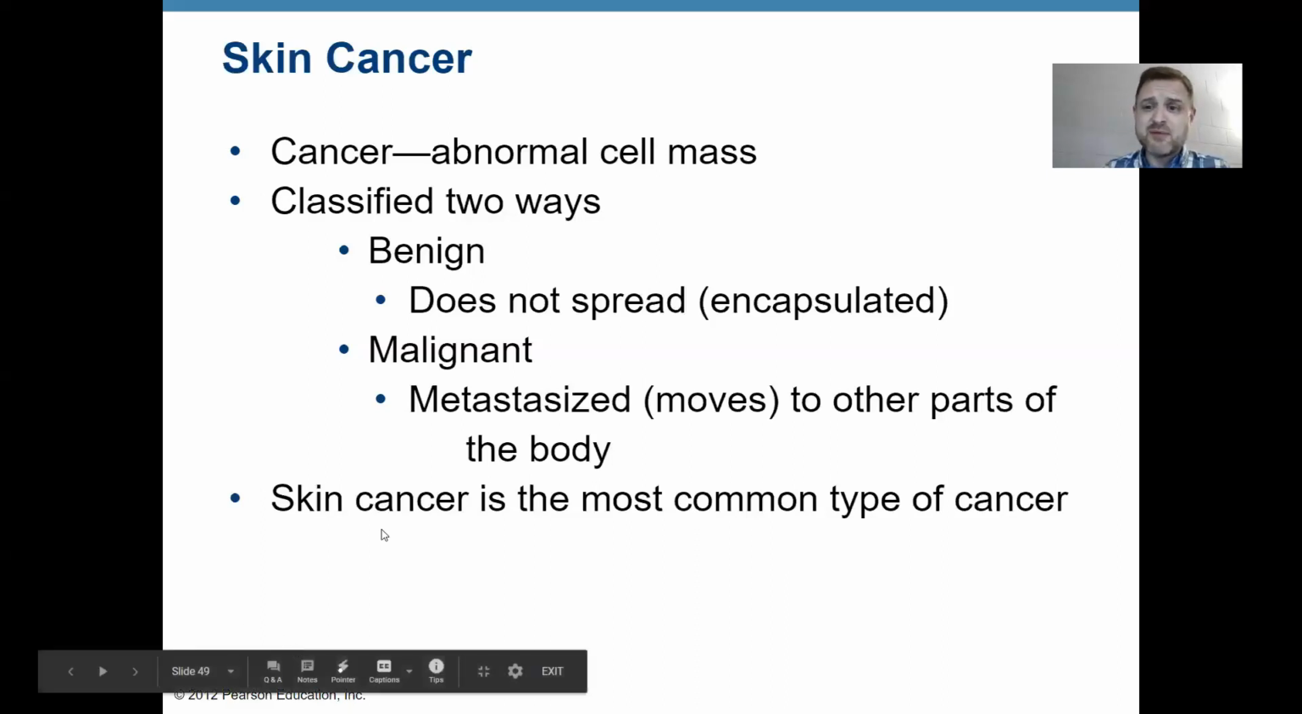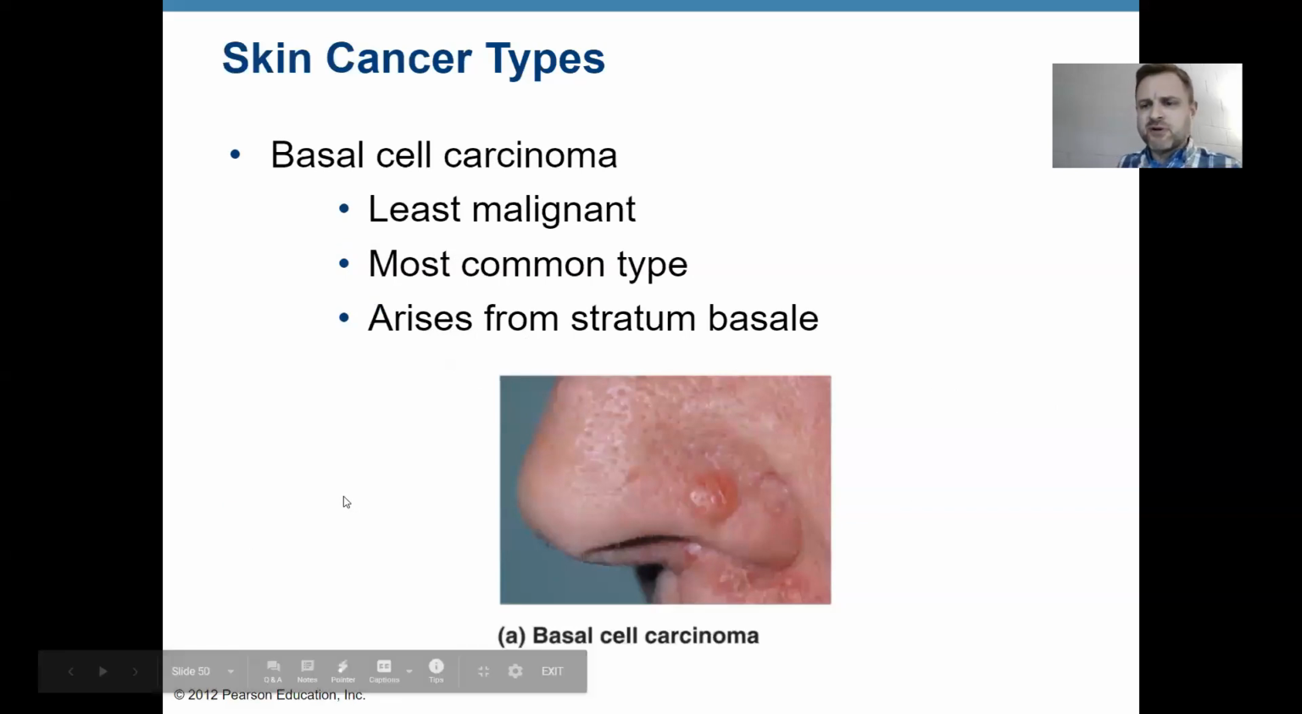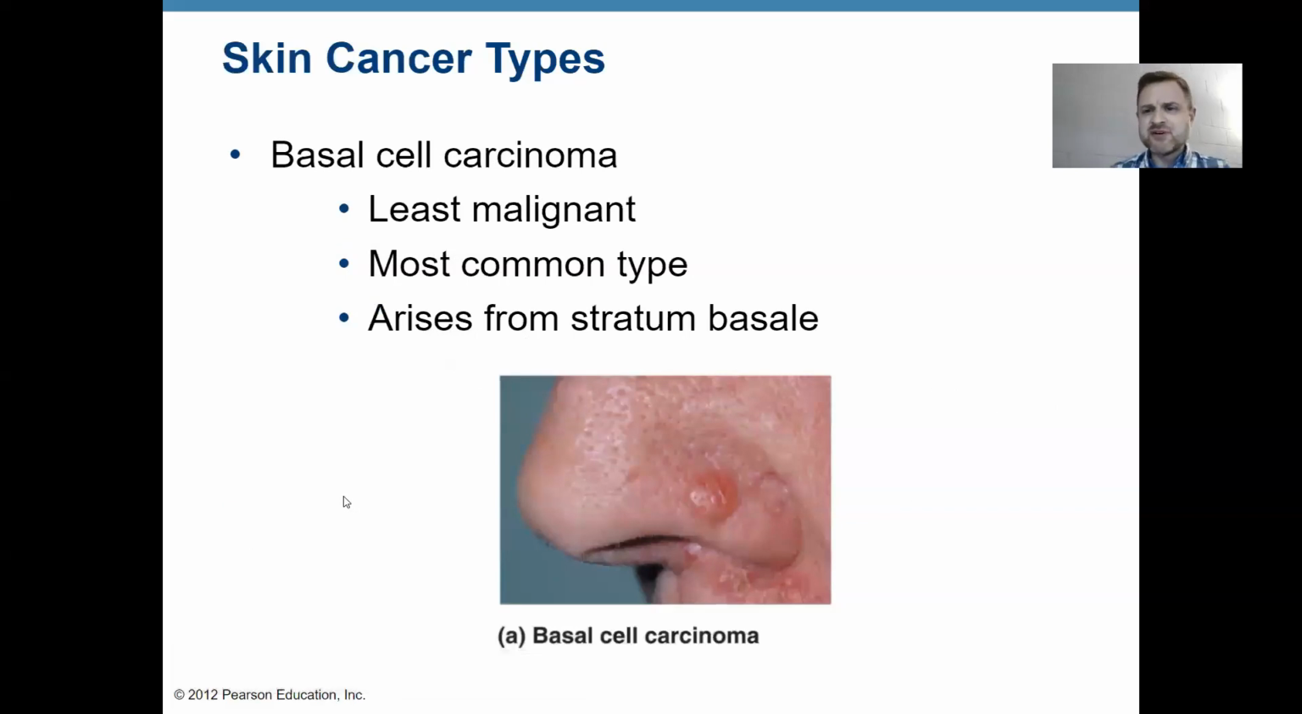Skin cancer is the most common type of cancer. So some of the more common types of skin cancer. So basal cell carcinoma. This is the most common type of skin cancer. These are the least malignant. This is when cells of the stratum basale, the lower layer of your epidermis, become cancerous. They kind of grow into a mass that gets pushed upward. Usually they're caught early. Usually you have it excised, you have it removed, and then very likely you're fine. By far, most basal cell carcinomas result in being cured 100%.